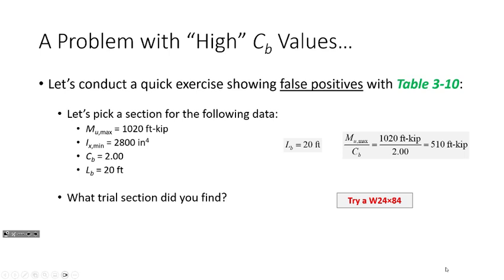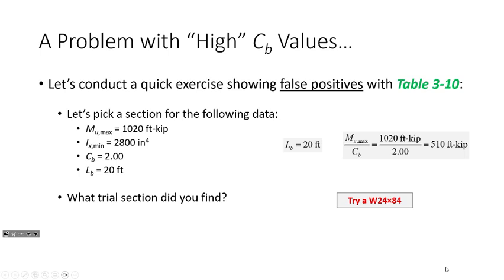Remember, what does our chart look like? Our beam chart looks like that, right? And then CB tends to make that chart really big, right? But we cut the chart off at MP. What I'm saying is that sometimes when you open up Table 3-10, if you have a really, really high CB value, you can generate a false positive.